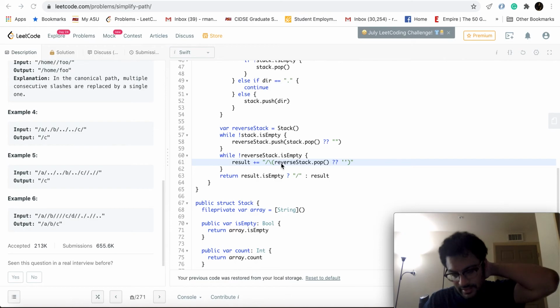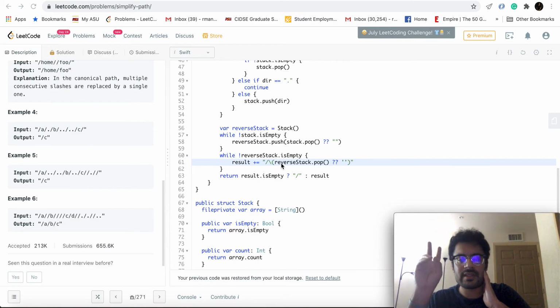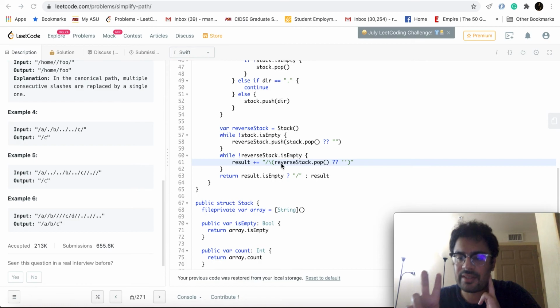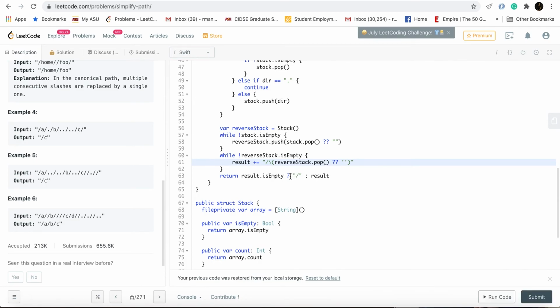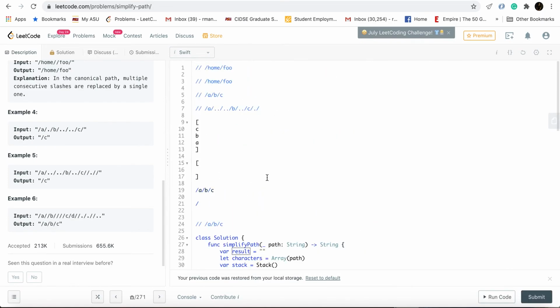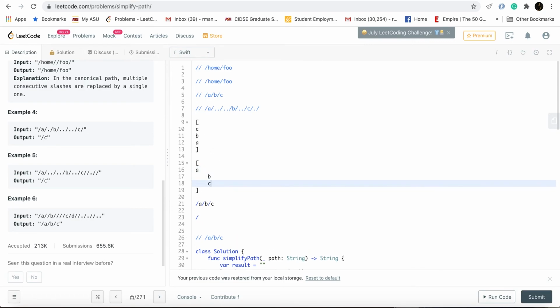So whatever the case, it is possible that your stack is empty. In that case, we still have to return a single forward slash. That is the corner case that I'm handling here, this part. Otherwise, what we have in the result should be fine. Because if our reverse stack was like this, A, B, C, and we pop, and after popping we append a forward slash before the popped element, and then append everything, we get this, which is the final output.